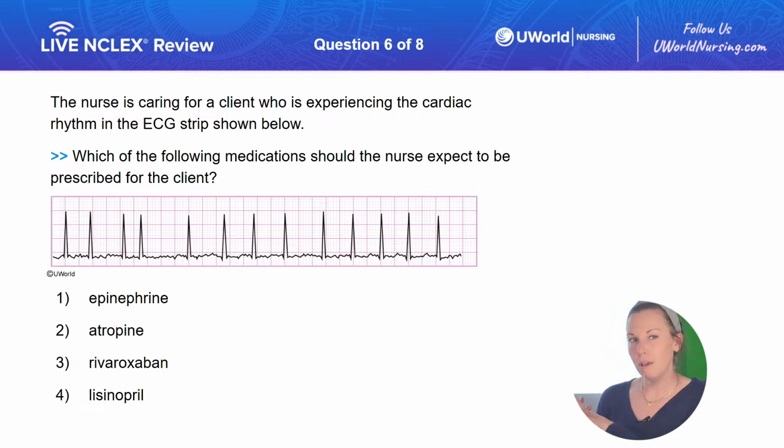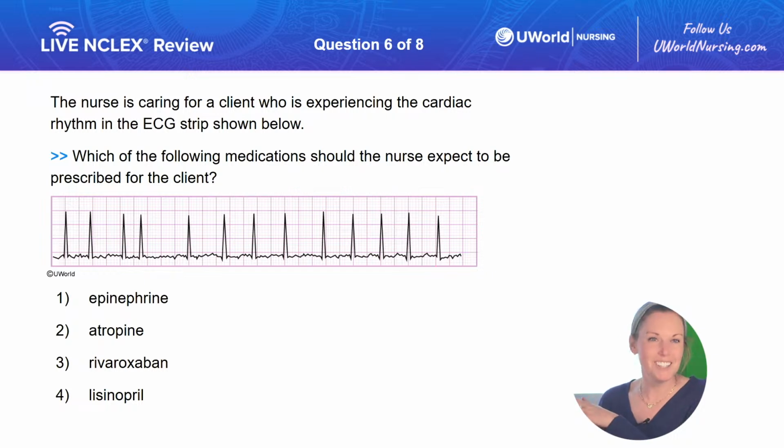So maybe we can rule out option 1 because we know we're not really in a life-threatening place right now. Atropine, we know, is going to increase our heart rate. So we can see that we've got a pretty solid heart rate here if you count those QRS intervals. But again, you think about it the way you want to.